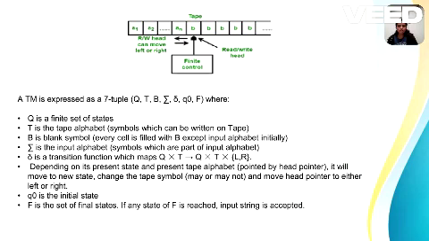Delta is the transition function which maps Q × T into Q × T × {L, R}. Depending on its present state and present tape symbol pointed by the head pointer, it will move to a new state, change the tape symbol, which may or may not happen, and move the head pointer to either left or right. Q naught is the initial state and F is the final state. If any state of F is reached, the input string is accepted.